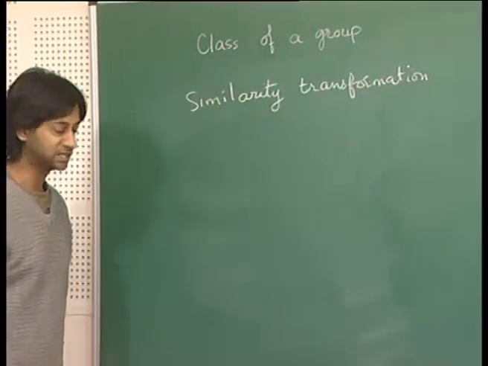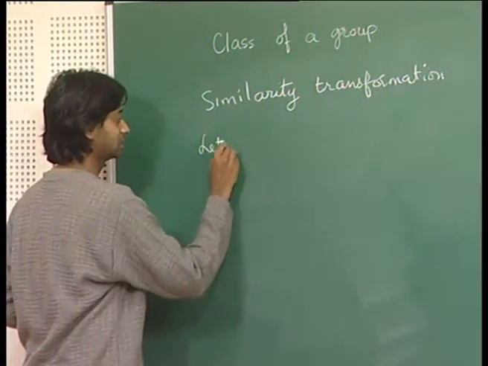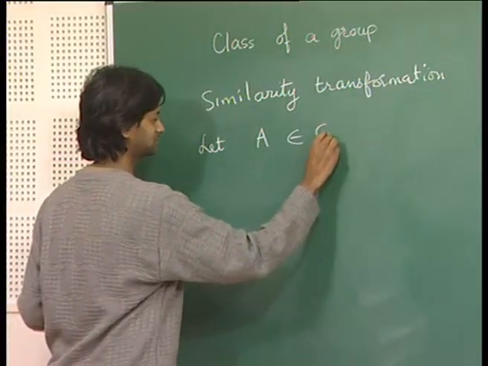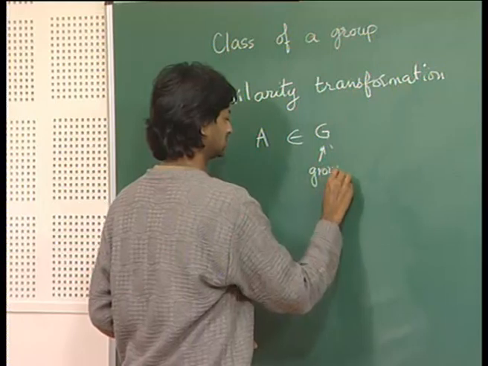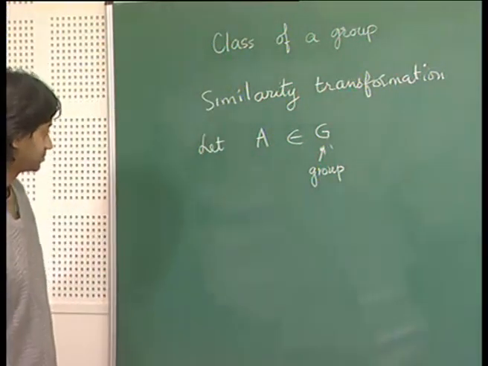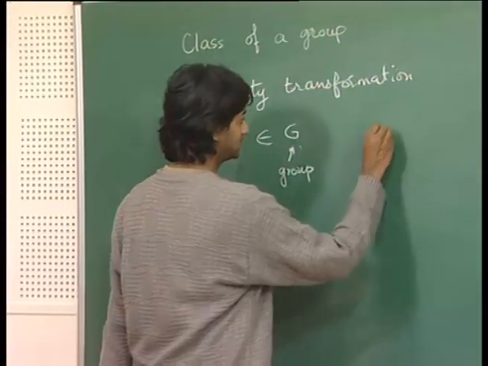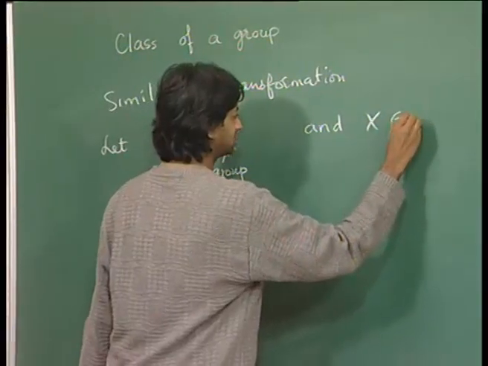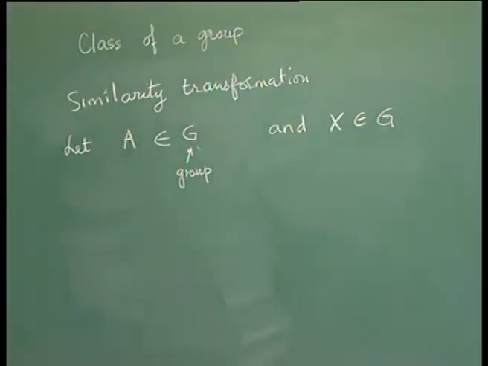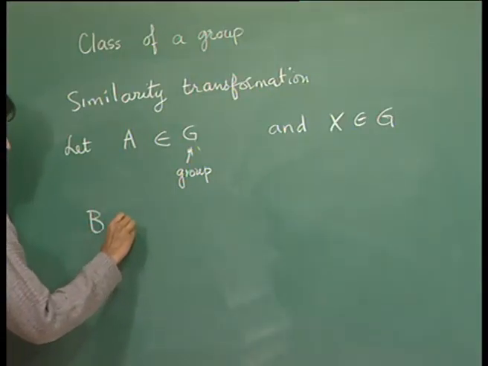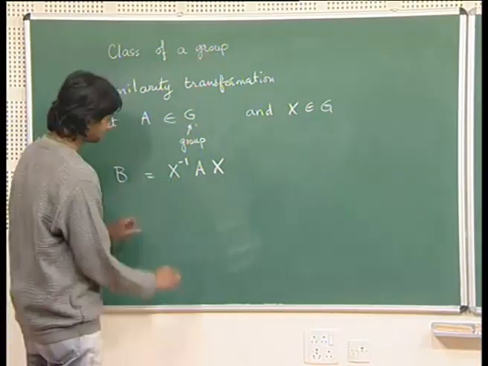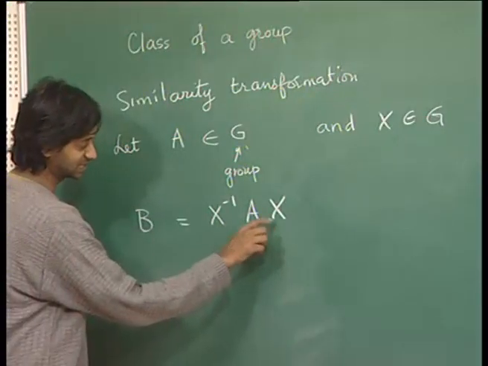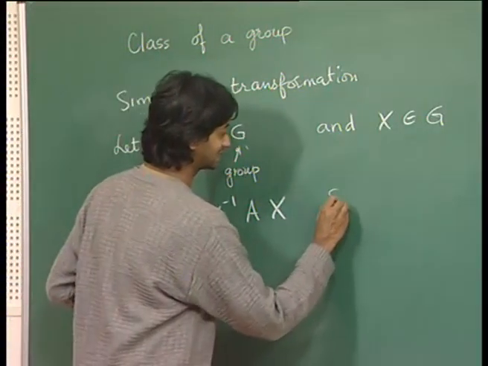In order to define this, let A be a member of G, the group. So A is a member of the group, and X is also a member of the group. Then B is equal to X inverse A X. This operation, where you multiply A by X on the right and X inverse on the left, is called a similarity transformation.